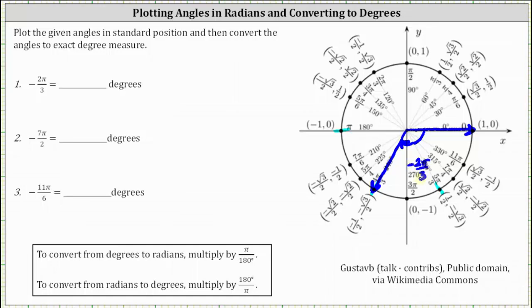To convert to degrees, we multiply by 180 degrees divided by pi. Simplifying before multiplying, pi divided by pi simplifies to 1. 3 and 180 share a common factor of 3. There's 1, 3, and 3, and 60 threes in 180. Multiplying, we have negative 2 times 60 degrees, which is negative 120 degrees.